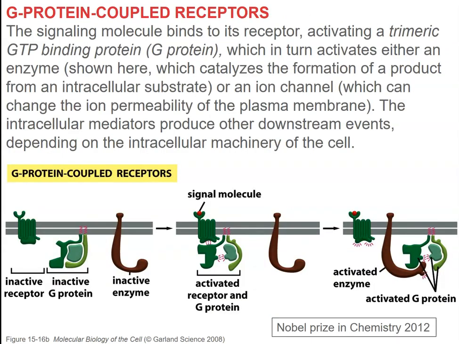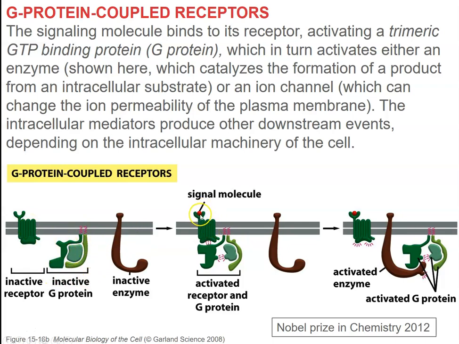The G protein coupled receptors you're more familiar with because this is our glucagon example. So this is a trimeric G protein coupled receptor. Here's our receptor right here, that's the receptor that will bind the signaling molecule. And this is a trimeric G protein because there are 3 subunits.